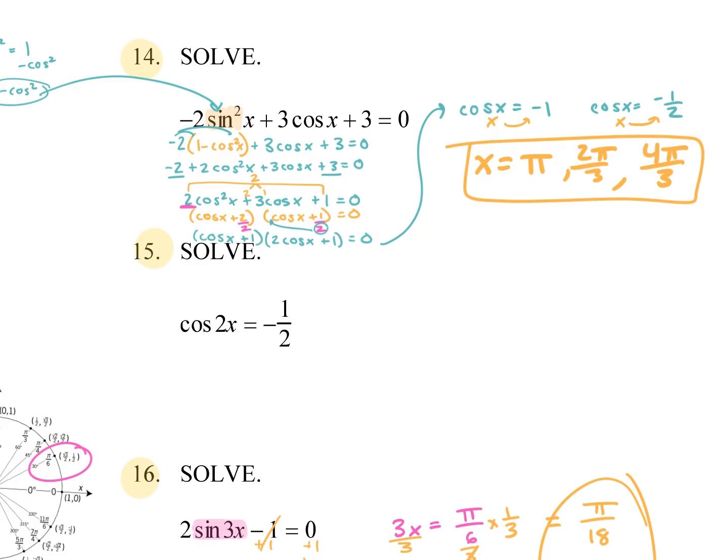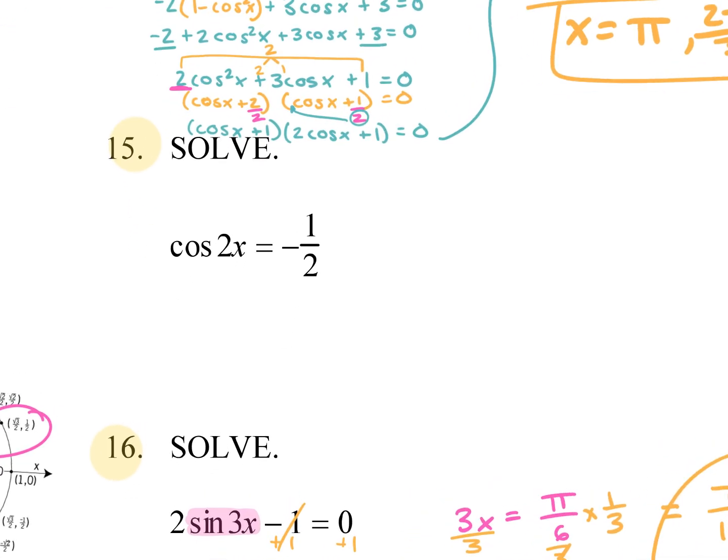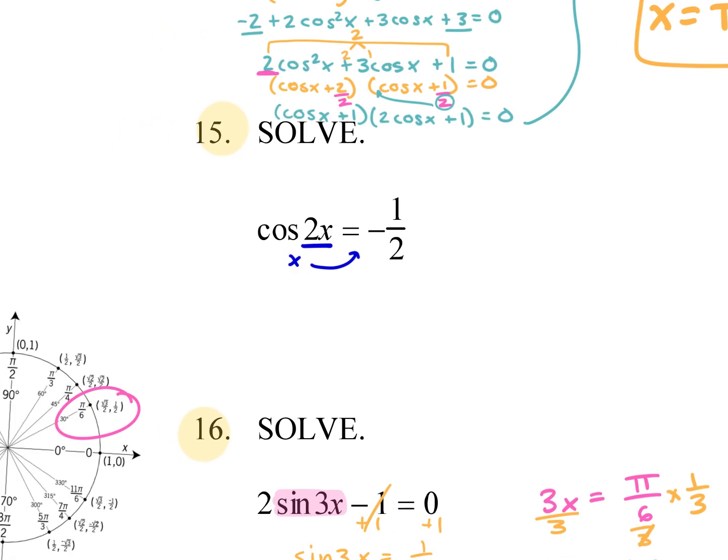All right, next let's do 15. So 15, we have one of those multiple angle ones. Cosine's already all by itself, so since our trig function's already isolated, we can look at our unit circle from here. Cosine tells us we look at what on our unit circle? The x value. Where do we have an x value of negative 1/2?